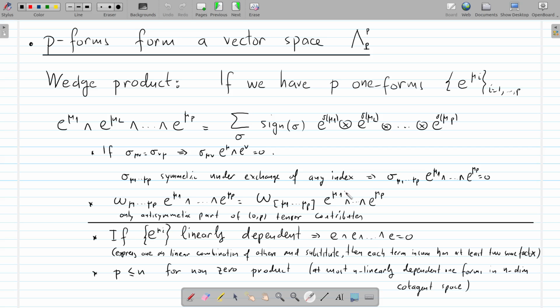So we conclude that if we take any 0p tensor and form a linear combination with this wedge product here, then this wedge product will select only the antisymmetric part of the tensor, because the symmetric part will contribute only 0.